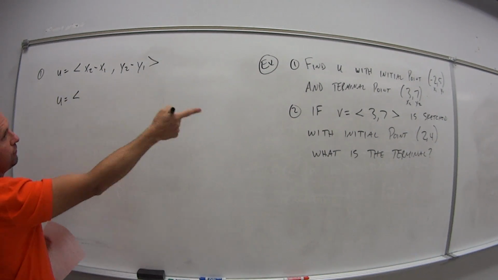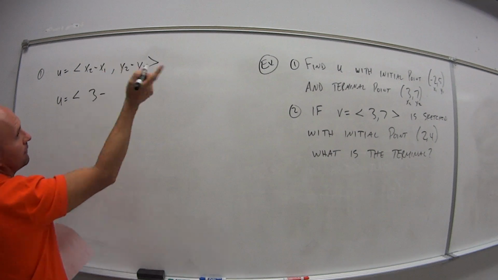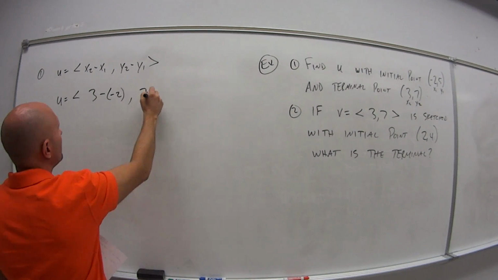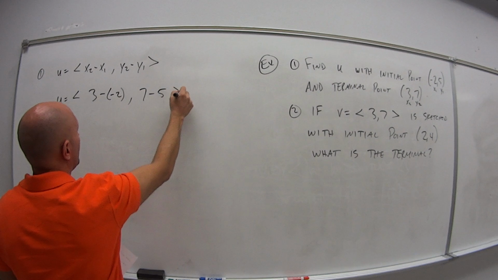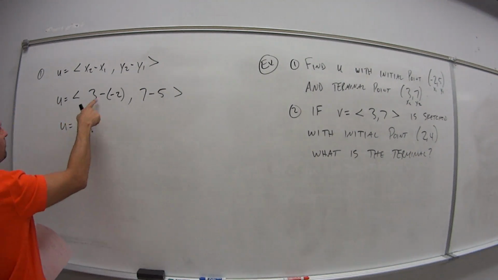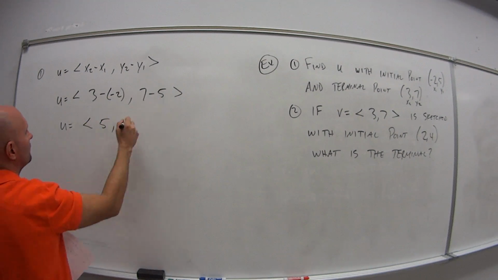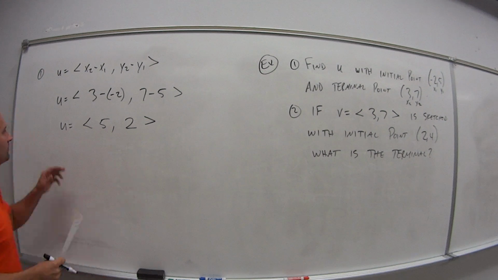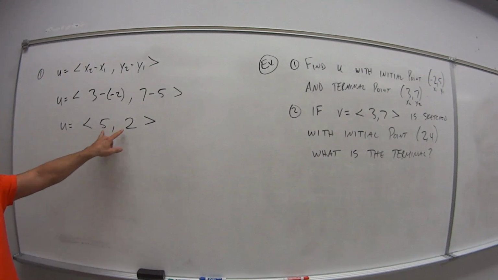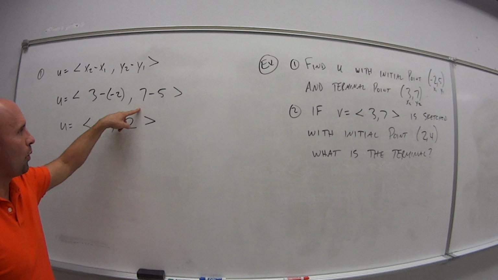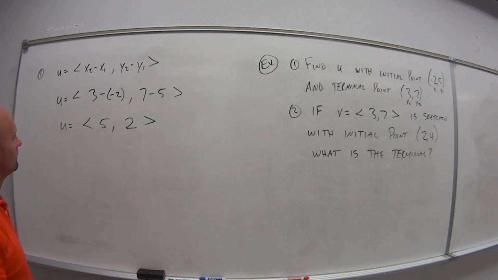So u is x2, which is 3, minus x1, which is -2. And then y2, which is 7, minus y1, which is 5. So that means u is 3 minus a -2, which is like 3 plus 2, which is 5. 7 minus 5 is 2. So my vector u has dimensions A is 5, B is 2: 5, 2. So no matter what initial point I'm given, if I add 5 to the x value and add 2 to the y value, that will get me my finishing point.